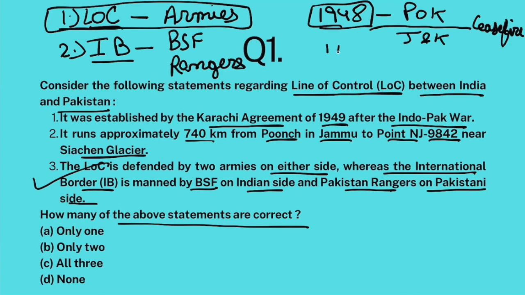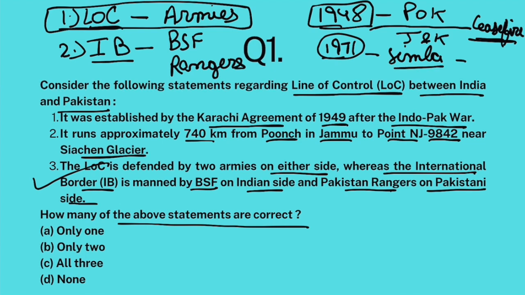Then what happened? In 1971, Pakistan suffered a resounding defeat. And after their defeat, they signed Shimla Agreement with India. This ceasefire line was recognized as LOC in this Shimla Agreement. So LOC was the result of Shimla Agreement, not Karachi Agreement. Karachi Agreement of 1949 was ceasefire line. It was named LOC in Shimla Agreement of 1972, just after 1971 war. So first statement is false.